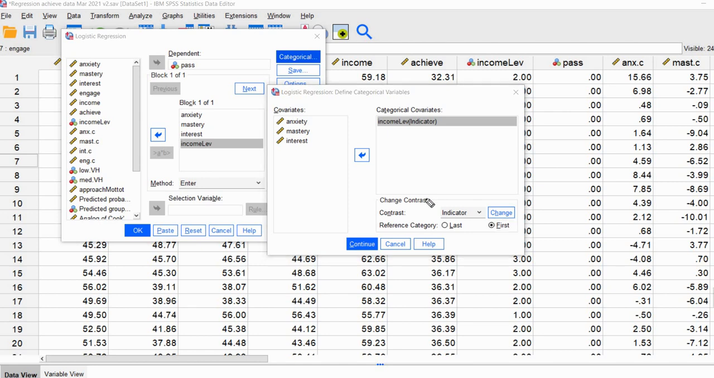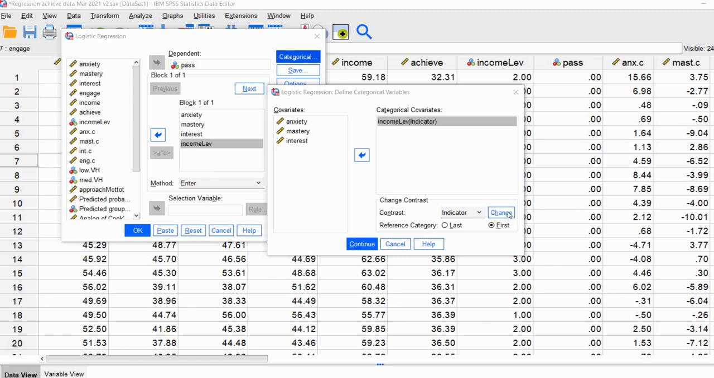Now what happens when we set this up is that we're going to be recoding this income level variable into a set of binary variables that convey group membership information. The number of dummy variables that we're going to be generating is equal to the number of groups minus 1. So what you're going to find when you run the analysis is that we're going to have 2 dummy variables instead of 3, because the dummy variables contain all of the information that's necessary to indicate group membership.